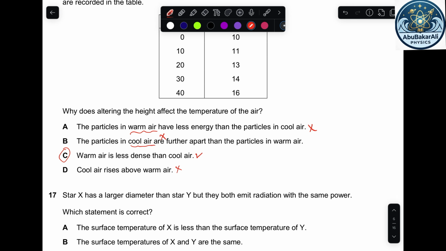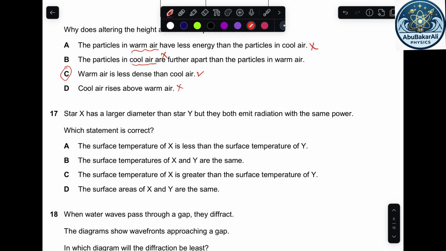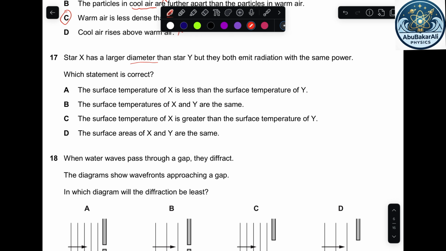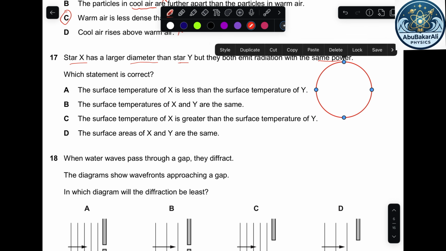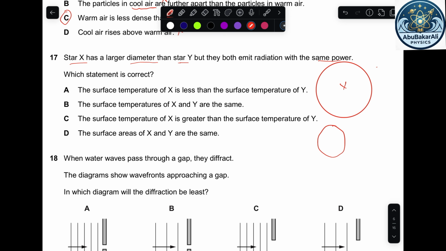Moving forward, question 17. What do we have? Star X has a larger diameter than star Y, but both emit radiations with the same power. Which statement is correct? If this is the star X, and this is the star Y, we don't know exactly how big that is, but just for the comparison, both are emitting the same amount of radiation. So which statement is correct: the surface temperature of X is less than the surface temperature of Y?